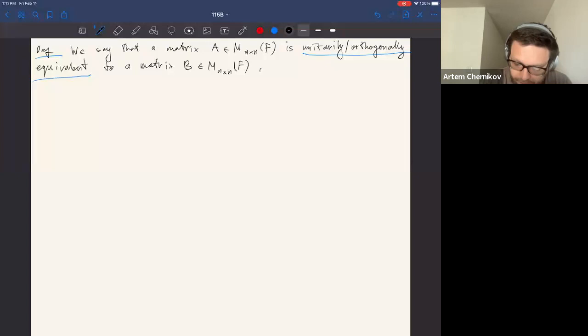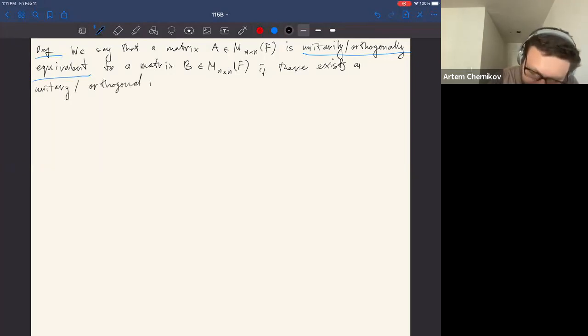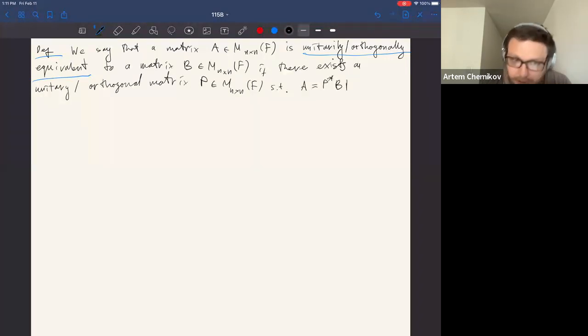Okay, if there exists a unitary, or respectively orthogonal, n by n matrix P over F, such that we can write A as a product of the form P star times B times P. Okay, so that's the definition of when the matrix A is unitarily or orthogonally equivalent to a matrix B.